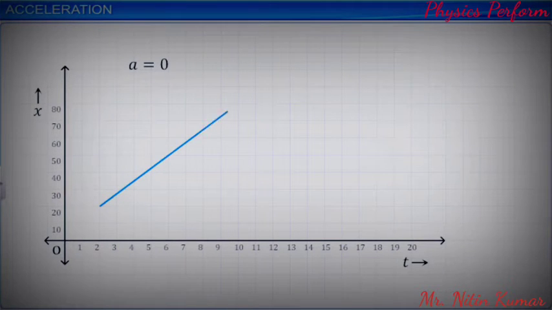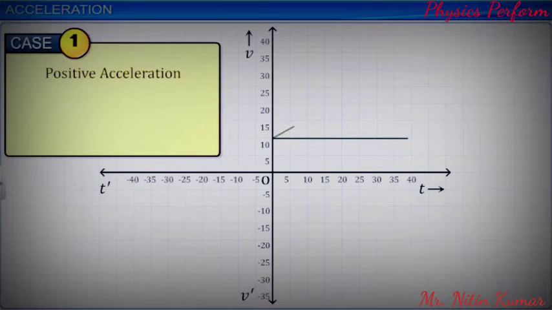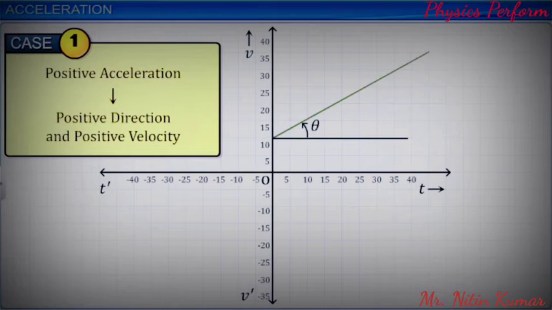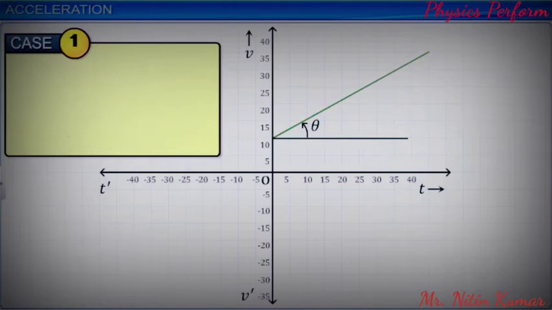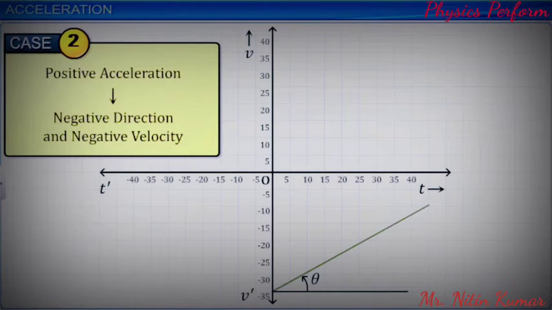Let us see what the VT graphs for all four cases explained earlier look like. Body with positive acceleration, that is, positive direction and positive velocity. The graph is an inclined line above the x-axis with upward inclination. Body with positive acceleration, that is, negative direction and negative velocity. The graph is an inclined line below the x-axis with upward inclination.